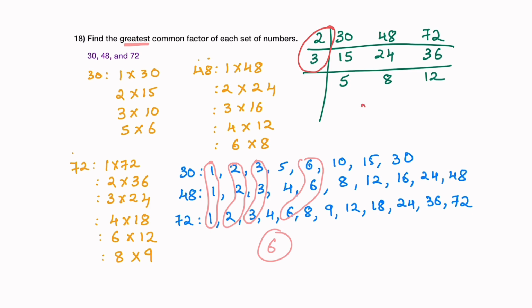So what do we have? 2 times 3. Again, 6. No matter which method, answer is same.